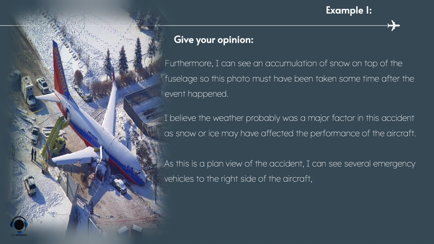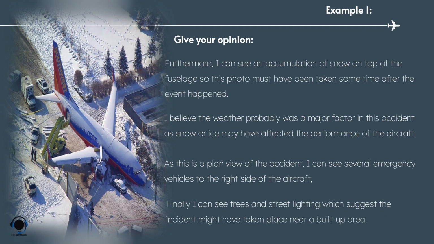As this is a plan view of the accident, I can see several emergency vehicles to the right side of the aircraft. Finally, I can see trees and street lighting, which suggests the incident might have taken place near a built-up area.